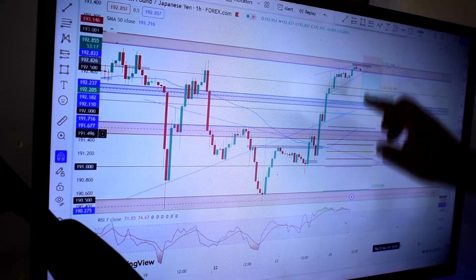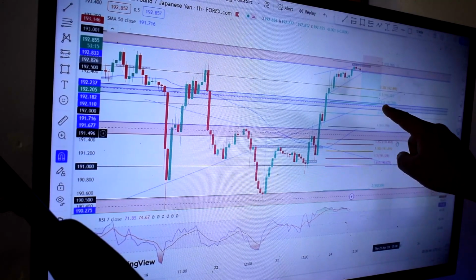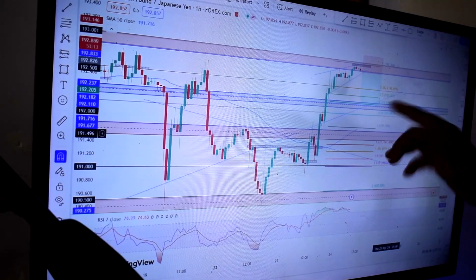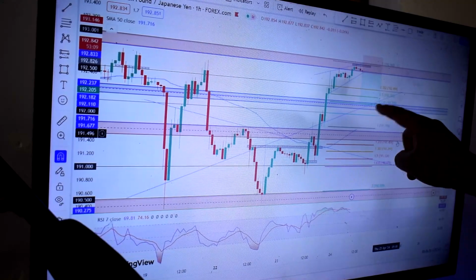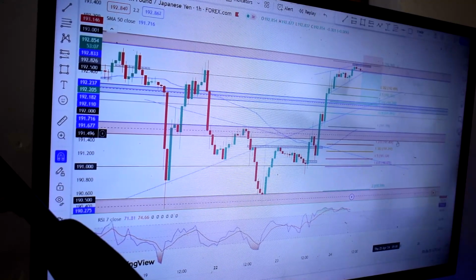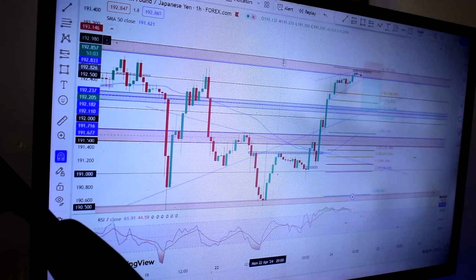Also with the Fibonacci, you can see we have 0.618. That's what we normally consider to be the golden zone. So we're anticipating the market is going to come to this golden zone, and then it gets to unfold going upward. So that's something which is very, very important for you to know.